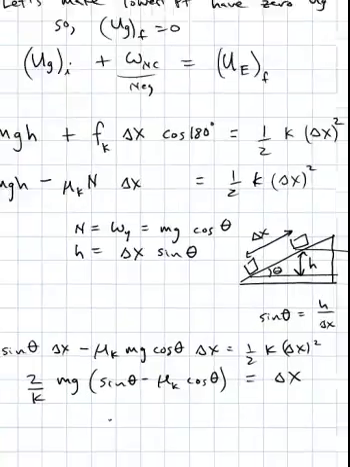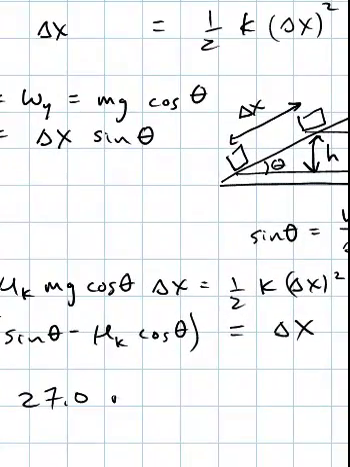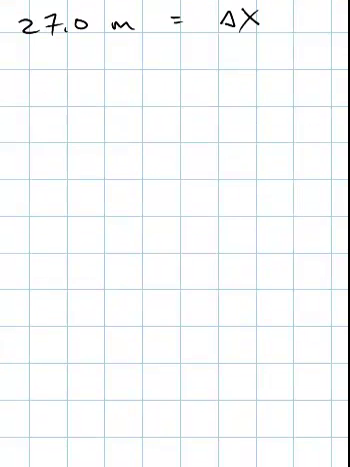I get 27.0 meters. It's a long way. Okay, so we know that it slides down the incline. Remember, you have to use your coefficient of kinetic friction while it's sliding down the incline, mu sub k. We get 27 meters.